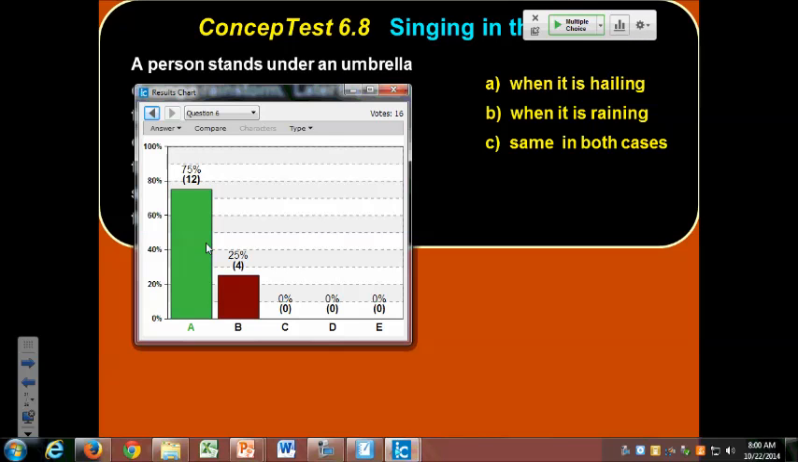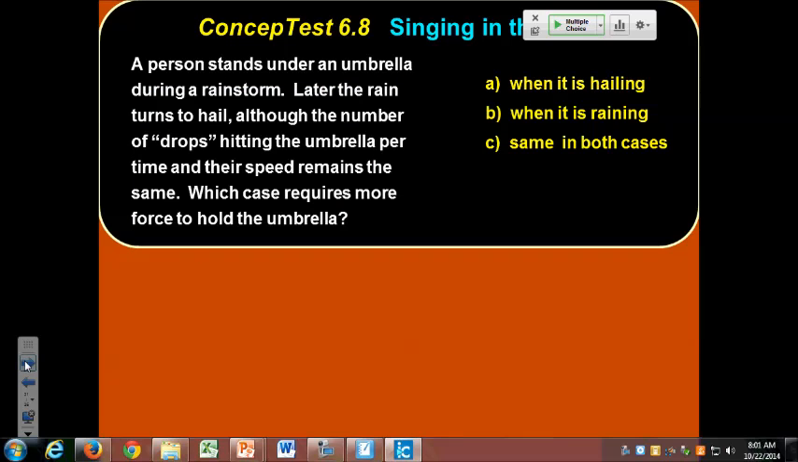All right, good job. So why does it require more force to hold the umbrella when it's hail? Because the hail bounces back off the umbrella. The hail bounces off. So for the same reason as the beanbag versus the rubber ball, when the hail bounces off, it sees a greater change in momentum, so it imparts a greater force to the umbrella. Plus it's usually windy and bad weather and just whipping it all around. So, it's a very controlled thing here.